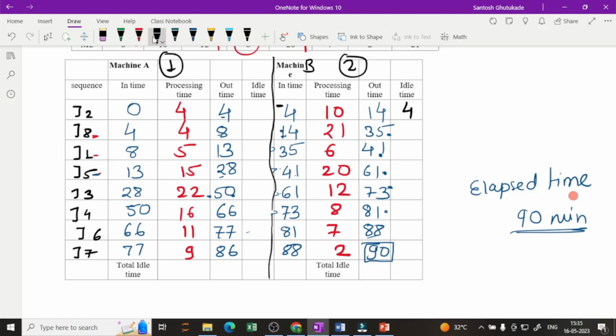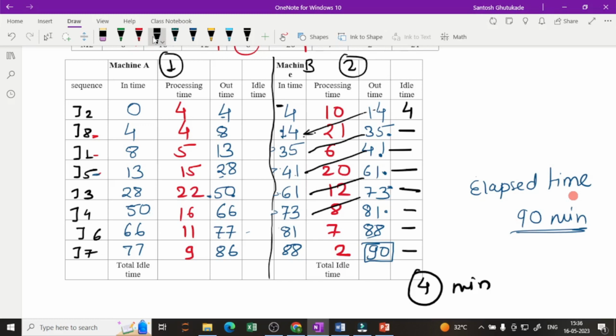Then it completes up to 14. So the next job is started after 14. So we will take this difference here. So 14 minus 14 is 0. Then 35 minus 35, the difference is 0. Then 41 minus 41 is 0. Then 61 minus 61 is 0. 73 minus 73, 81 minus 81, 88 minus 88. So the idle time for this machine is 4 hours or 4 minutes, whatever is given. So the idle time on machine number 2 is 4 minutes.